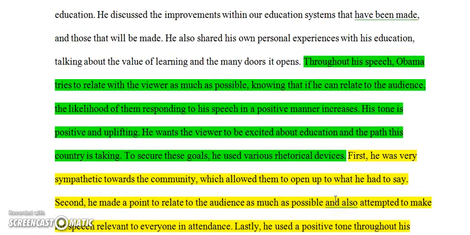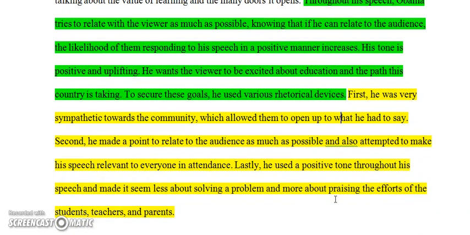And here with this yellow text, we get what I call a preview of the organization of the paper. First, he was very sympathetic towards the community, which allowed them to open up to what he had to say. Second, he made a point to relate to the audience as much as possible, and also attempted to make his speech relevant to everyone in attendance. Lastly, he used a positive tone throughout his speech and made it seem less about solving a problem and more about praising the efforts of the students, teachers, and parents.